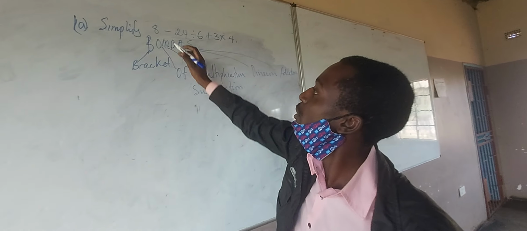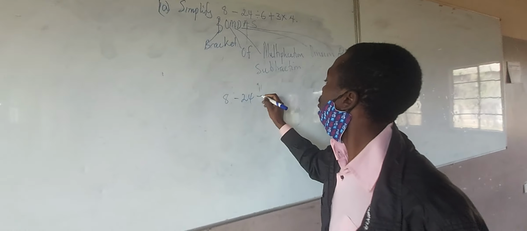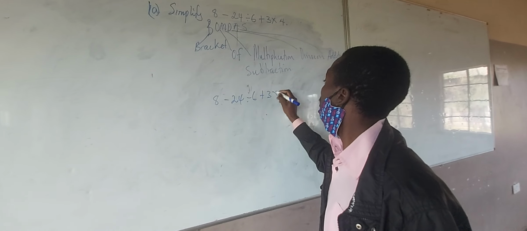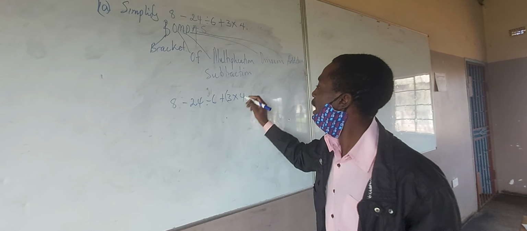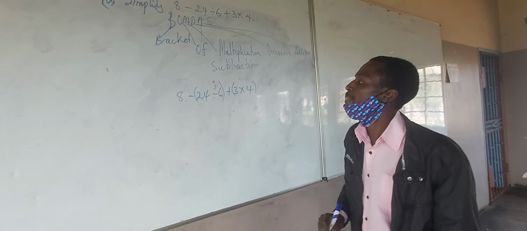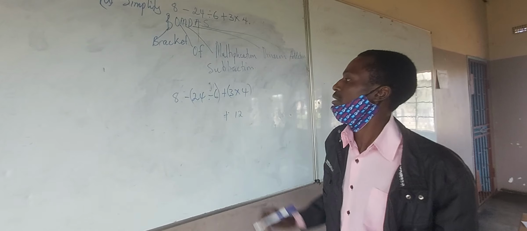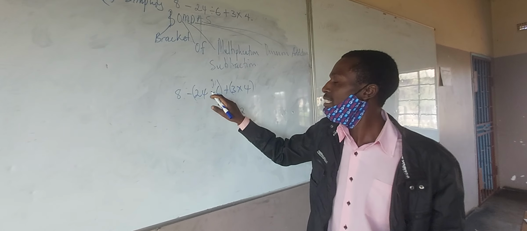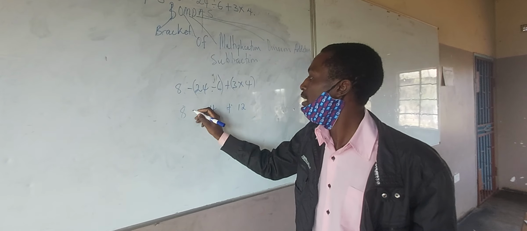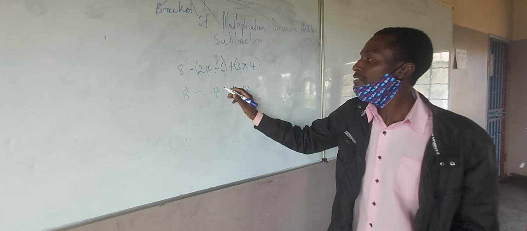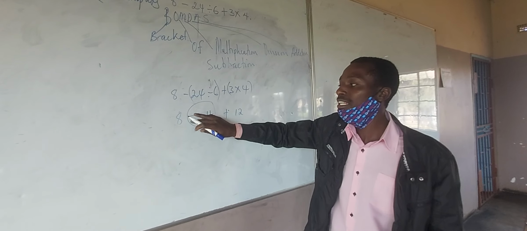Right. So coming back to our question. Our question was 8 minus 24 divided by 6 plus 3 times 4. Right. So here we can introduce some brackets. So 3 multiplied by 4, we get a 12. Plus 24 divided by 6, we get a 4. Then 8. So the subtraction sign was affecting this 4.